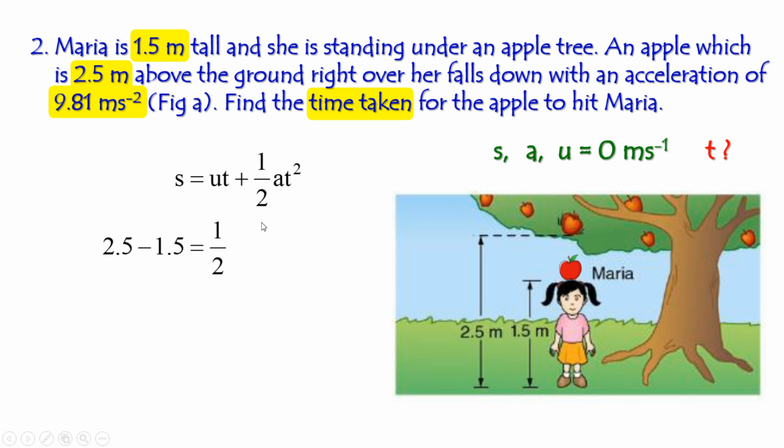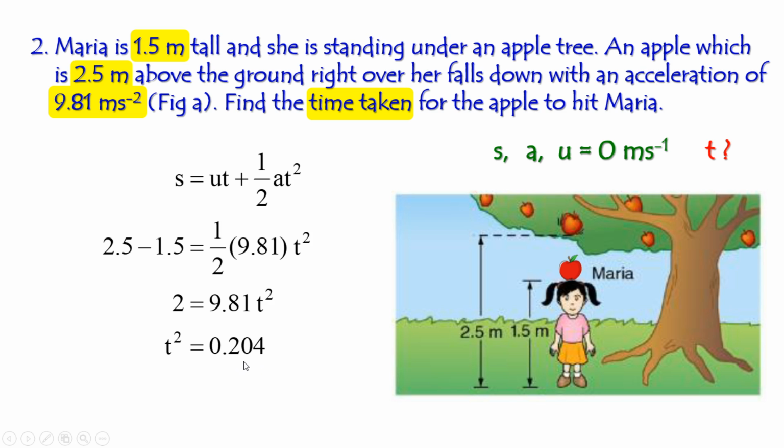Understand? And the initial speed of the apple is 0 because initially it is on the apple tree. And then half acceleration is 9.81 and you have to find out the time taken. Is it okay? So 2.5 minus 1.5 is 1 and then multiply 2 to the left hand side. 2 is equal to 9.81 times t squared. And then you divide by 9.81, then it will be equal to 0.204. And this is not the answer. It is equal to t squared.